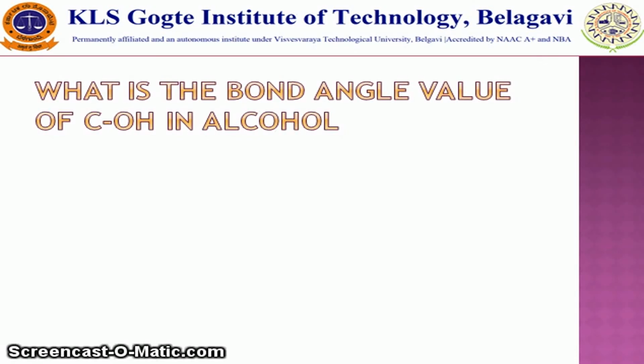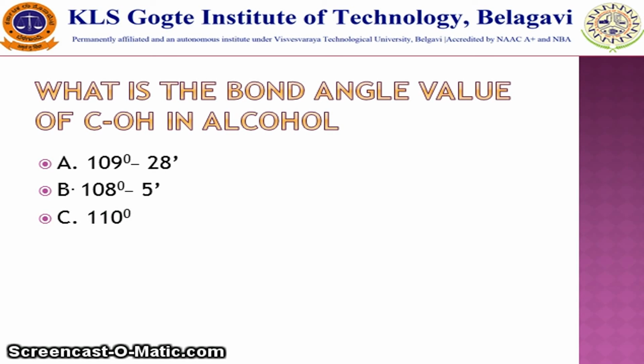The next question is, what is the bond angle value of C-O-H in alcohol? They are given four options here. One is 109 degree 28 minutes, 108 degree 5 minutes, 110 degree, 111 degree 7 minutes. Now whenever you think of C-O-H, the alcohols have sp3 hybridization, and the bond angle can be easily checked with its hybridization as well as the structure.